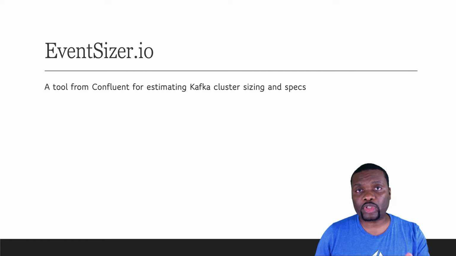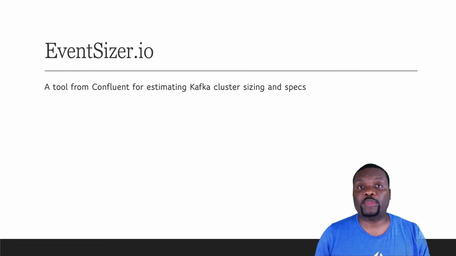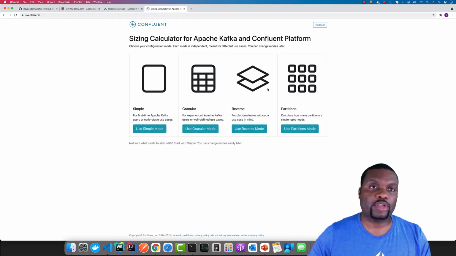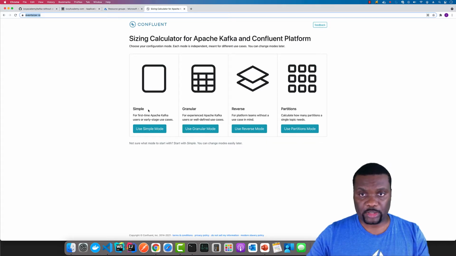So all these different factors are what you need to specify when you're setting up the cluster and you're trying to do an estimate of how many machines you need and so on for each of the components you are trying to run. So check out this website, and we're going to be using it for this tutorial. If you head out to eventsizer.io, you're going to find 4 different modes, but for beginners, I just want to focus on the simple mode.